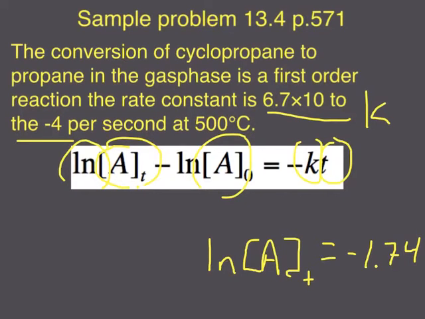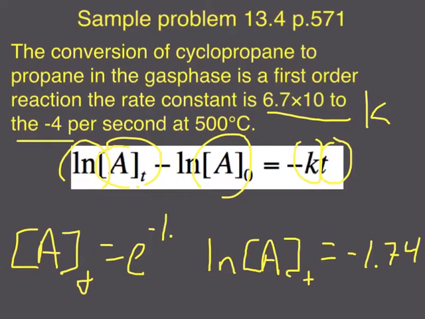So if we were going to solve for the concentration of A at time t, we'd have to take e raised to the negative 1.74. I want you to try that in your calculator. Make sure you can get the correct answer, which is 0.18 molar. That's the concentration of the cyclopropane after 8.5 minutes or 528 seconds of the reaction. So that's how we solve first order problems. Let's look at the second order.